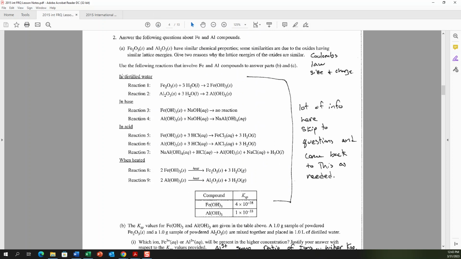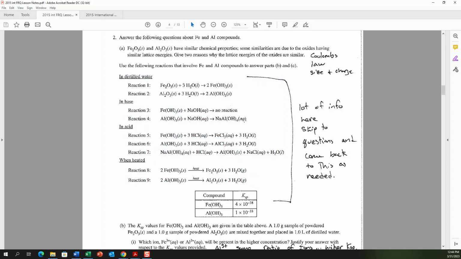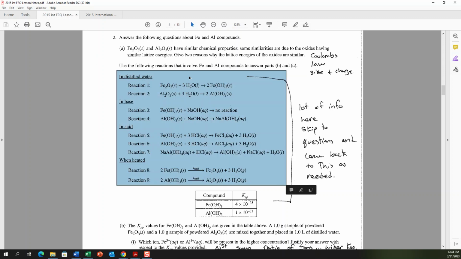So question 2's got a lot going on, right? Like when you see this, you're like, do I really want to read all this? So it has a bunch of different reactions and stuff. It's asking about ionic compounds. So the way I attack this question is I don't look at this right now. I read what the questions are asking, and if I have to reference this, that's when I'll come back and reference it. Because maybe I don't need all this information, okay? Or at least right off the bat, right?